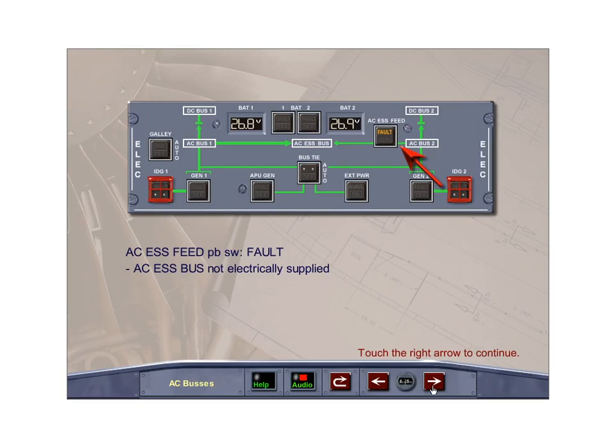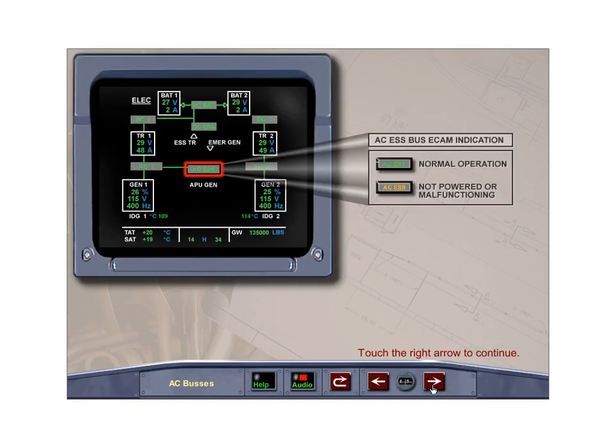If there is a total loss of the main generators, the AC Essential bus is automatically supplied by the emergency generator, or by the static inverter if the emergency generator is not available. When powered normally, the AC Essential bus indication will be displayed in green, changing to amber if the AC Essential bus is not powered or is malfunctioning.